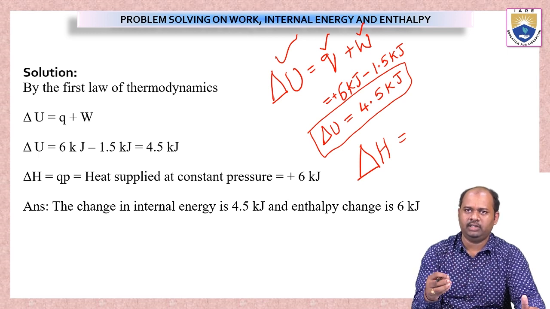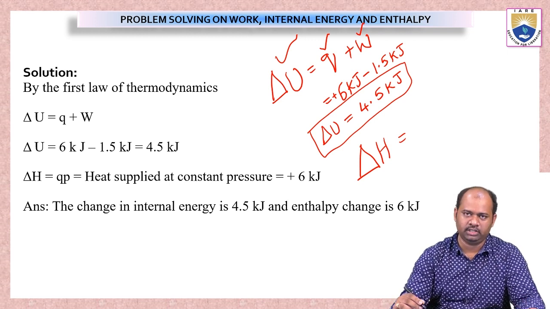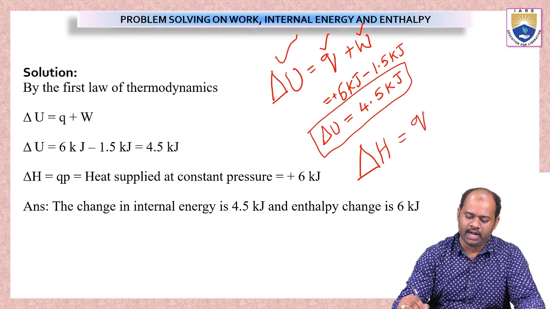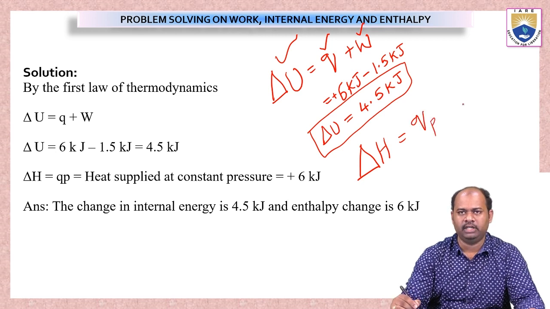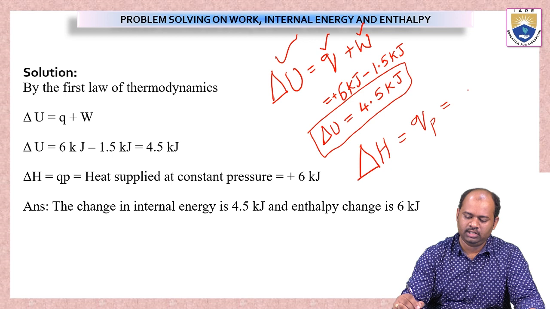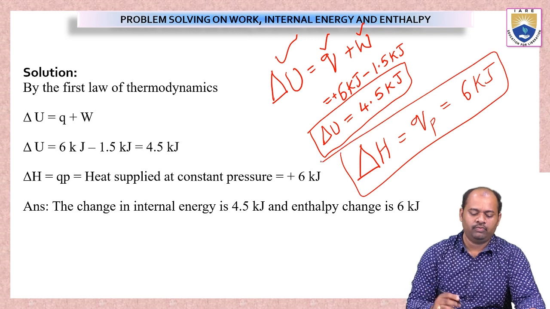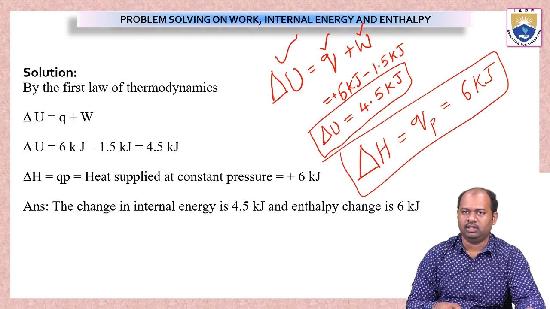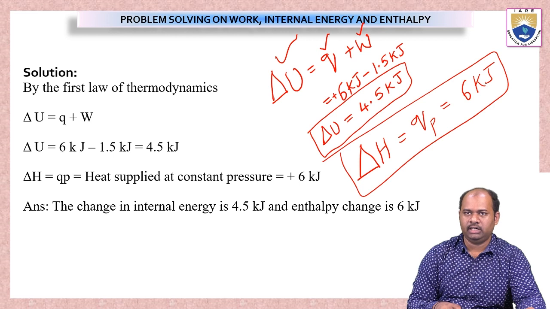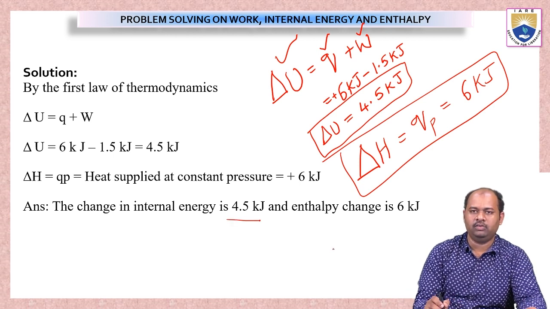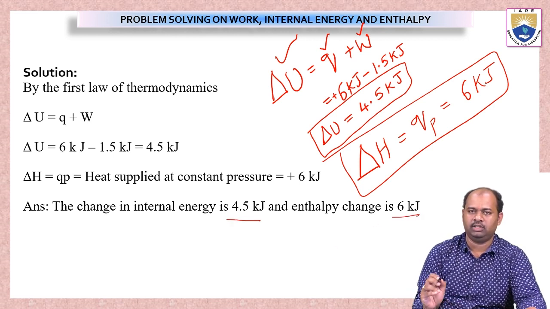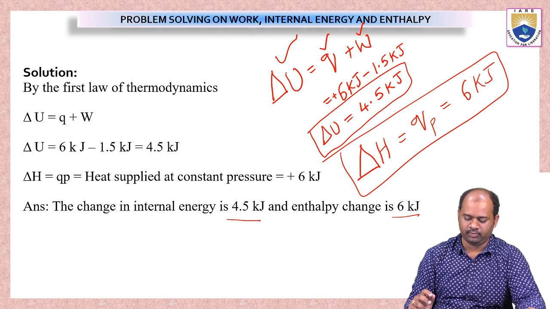So the heat supplied is directly equal to the change in enthalpy. So change in enthalpy delta H is directly equal to the heat added to the system, that is represented with QP. So this is equal to 6 kilojoules. Simple. So delta H is equal to 6 kilojoules. From this, we have completed the solution for this question. So the change in internal energy is 4.5 kilojoules and change in enthalpy is 6 kilojoules. So that is all for this problem.